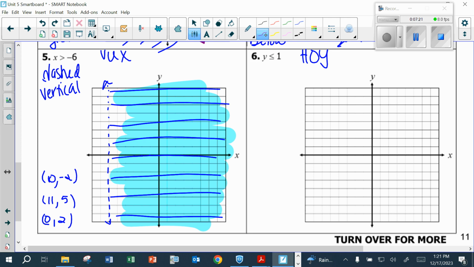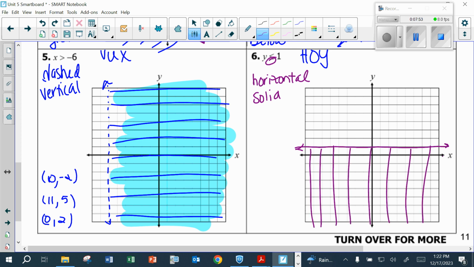Okay, y is less than or equal to 1. So this is a horizontal line, and it's solid because it's less than or equal to, it's got part of an equal sign, at 1. So a horizontal line that's solid when y is equal to 1. But now all of the points in the solution set have y values less than 1. So think of negative y values. All the negative y values would be down here. So any of the points down there are going to be a solution.